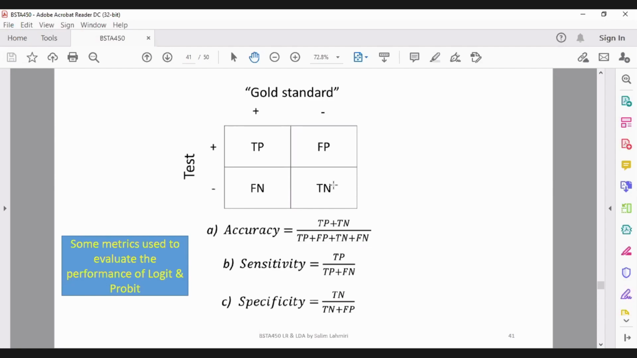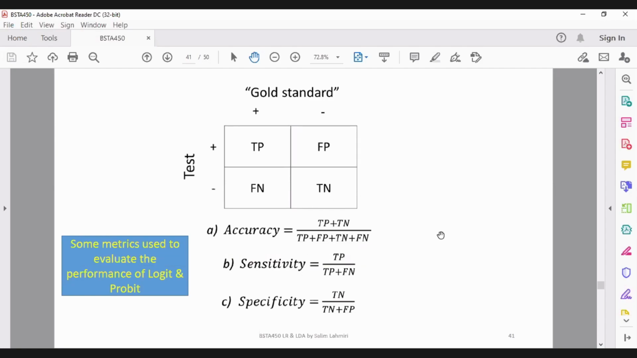So the model with the highest accuracy is the best one. And accuracy can be calculated as true positive plus true negatives over true positive plus false positive plus true negative plus false negative. This is accuracy. And 1 minus accuracy gives you error rates. So error rate is equal to 1 minus accuracy.